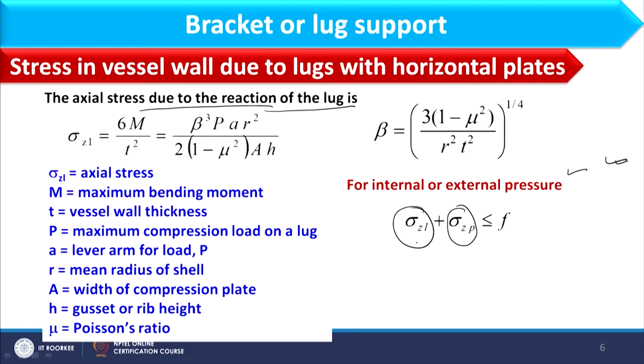So, the design equation would be sigma ZL plus sigma ZP less than or equal to F. This F is basically the allowable stress of the support. And sigma ZP you can find by this, where P is the design pressure. Now, if this condition is not satisfied, we have to take a different material for the support.